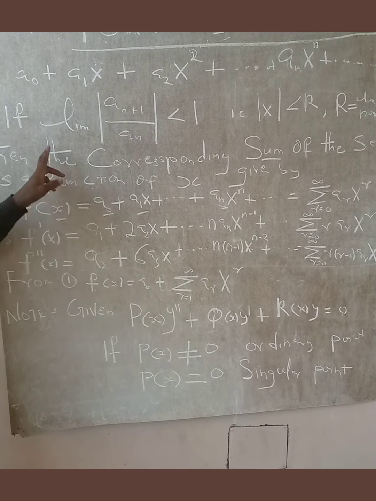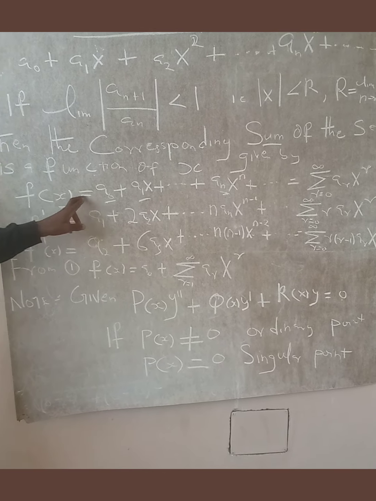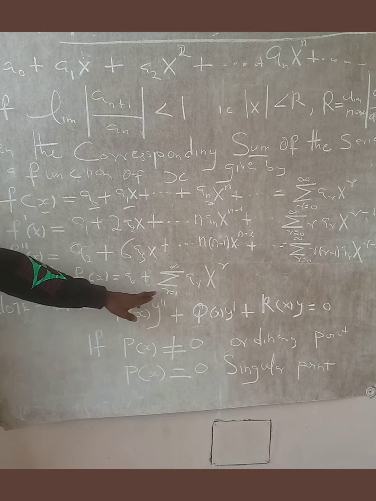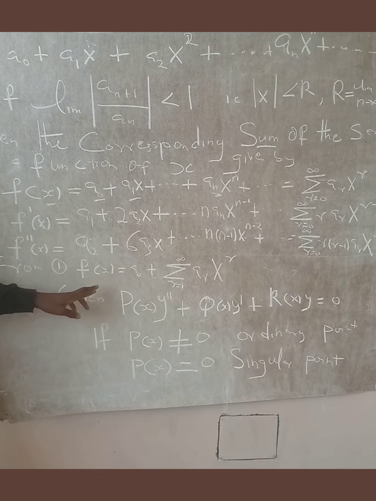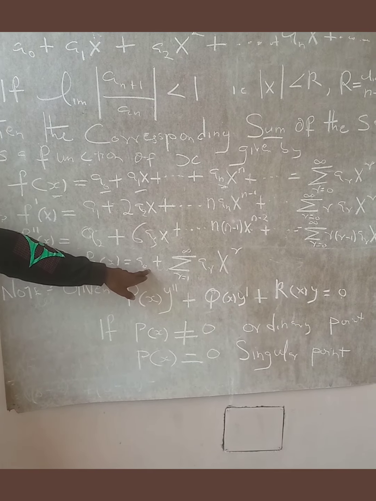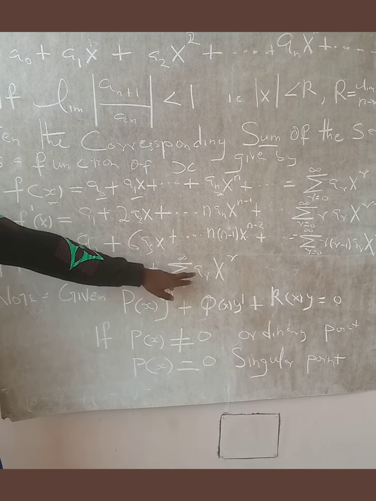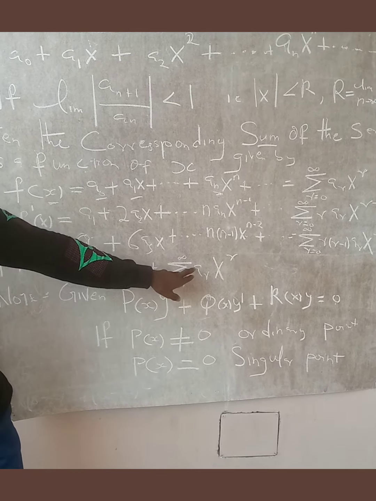Now from equation 1, you can see when we insert the value of x equals 0, we have a0. So from 1, f of x can also be written as a0 plus the sum of r equals 1 up to infinity.